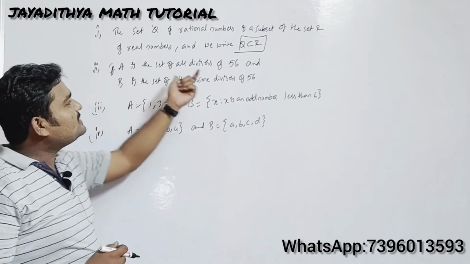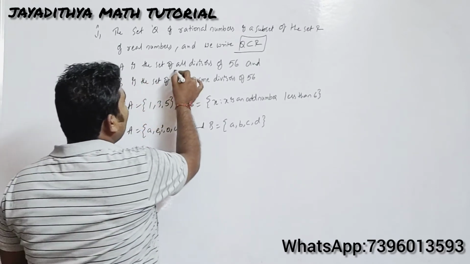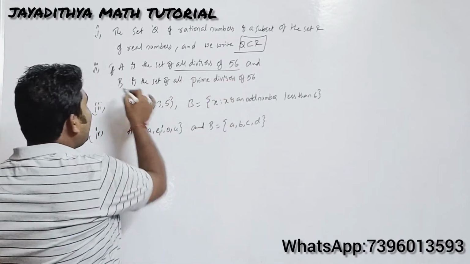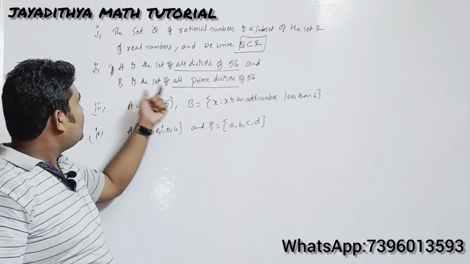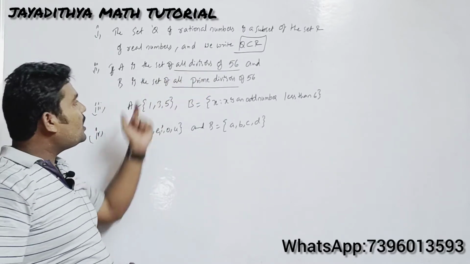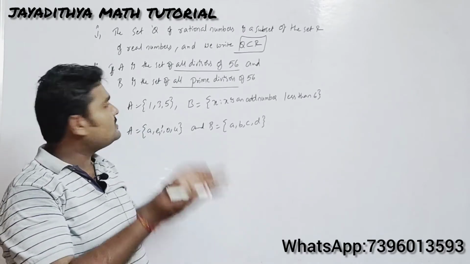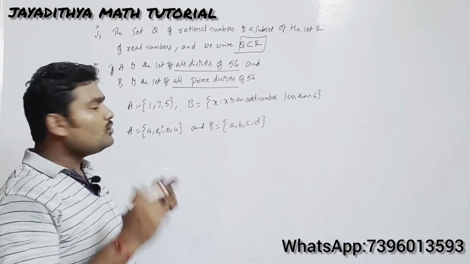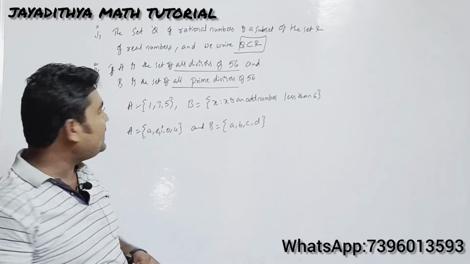If A is the set of all divisors of 56 and B is the set of all prime divisors of 56. So let us check whether there is any relation like subset or not. For that reason, what we need to do? Just convert them into roster form, then that will be easy for us.